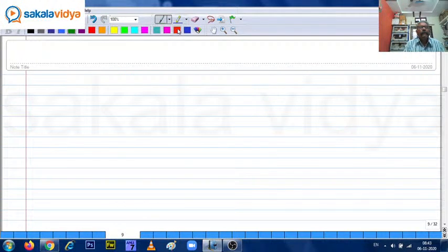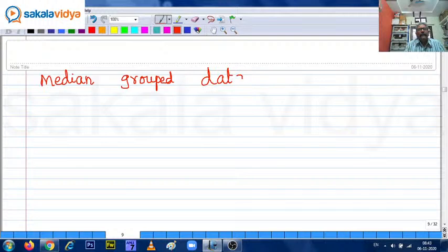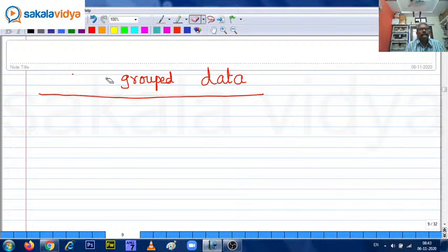So now, median of a group data. This is very, very important. Median of a group data. So median of a group data is given by the formula. We have the formula.